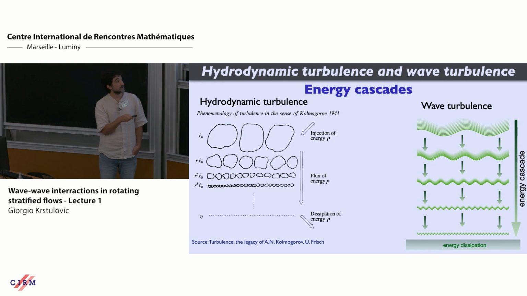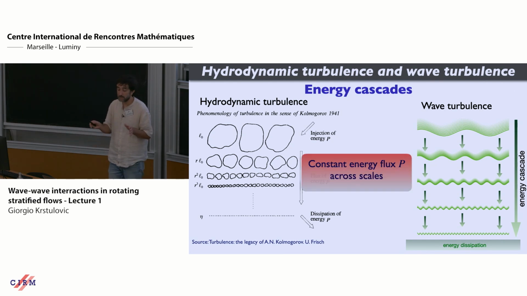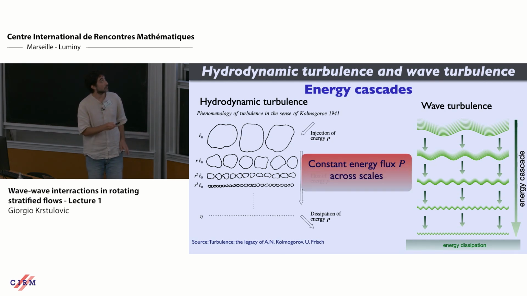And thanks to the nonlinear interactions of the system, you will excite harmonics, or more complicated wavelengths, at half of the size and smaller, until you reach energy dissipation. And the main concept behind all this is turbulence. The simplest description of turbulence is that you have a constant flux of energy along the scales, either here or in the waves, okay?